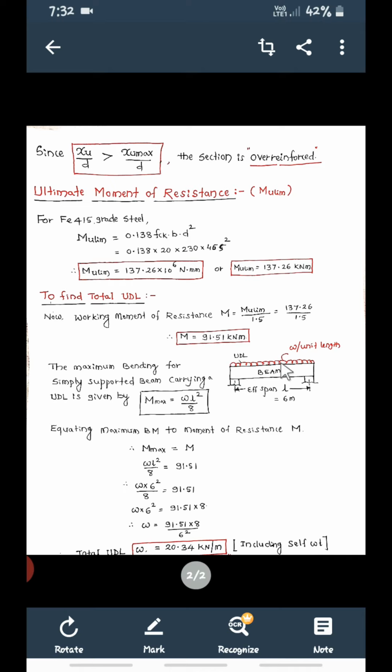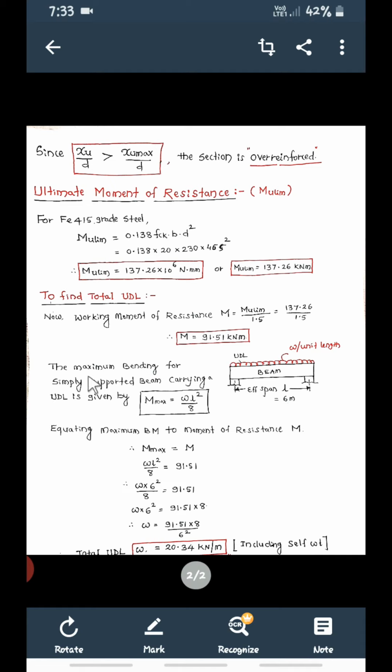Now see, this is a beam simply supported over two supports and it is subjected to UDL. What is the intensity of UDL? It is W per unit length. This W only we have to find out. So this is the UDL coming on the beam, and because of this UDL, there will be a bending moment on the beam.